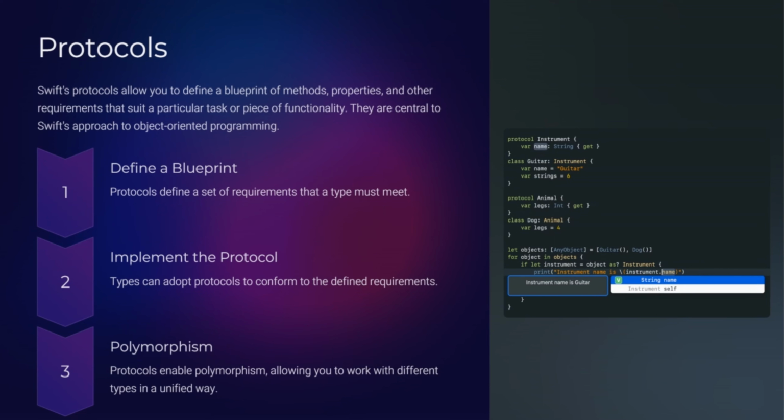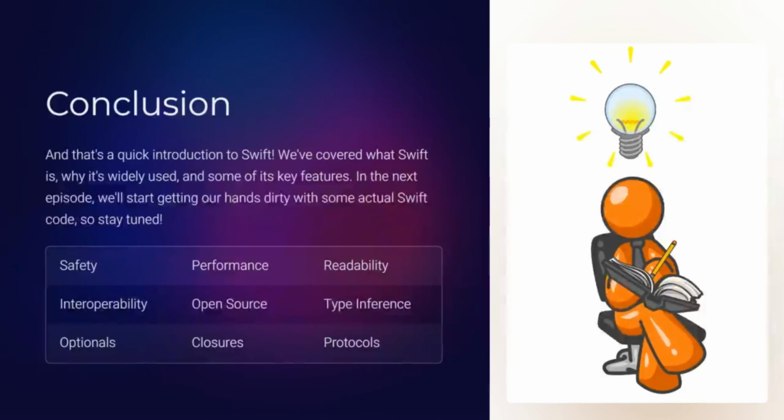Protocols. Swift's protocols allow you to define a blueprint of methods, properties, and other requirements that suit a task or piece of functionality. They're central to Swift's approach to object-oriented programming.